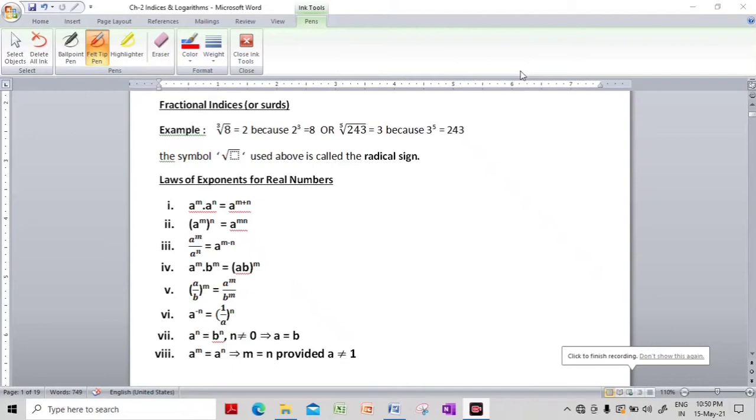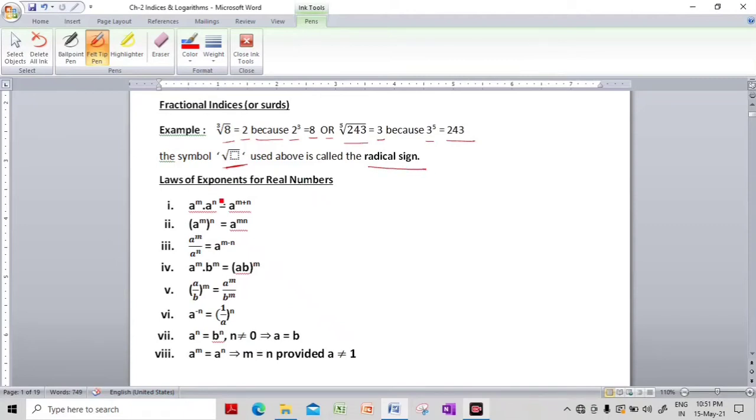Next topic is fractional indices, or we call them surds. For example, if I am writing the cube root of 8, we know that the cube root of 8 is 2. Why? Because the cube of 2 is equal to 8. Or let us take another example. If I am writing the fifth root of 243, we know that this is equal to 3. Why is it so? Because 3 power 5 is equal to 243. The symbol of this root, we call it the radical sign.